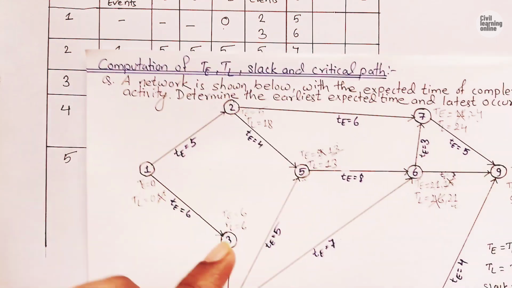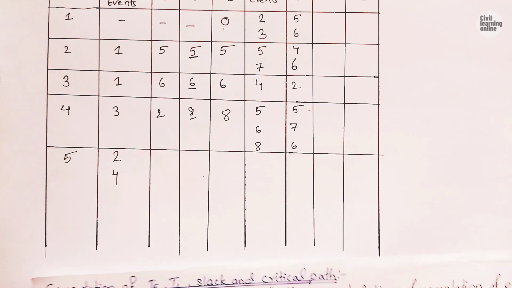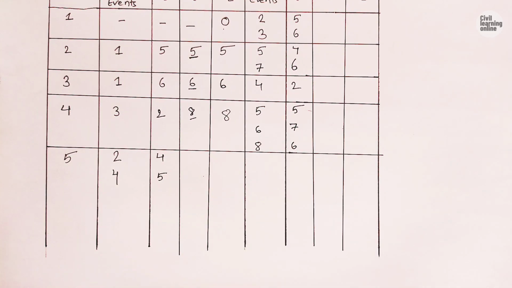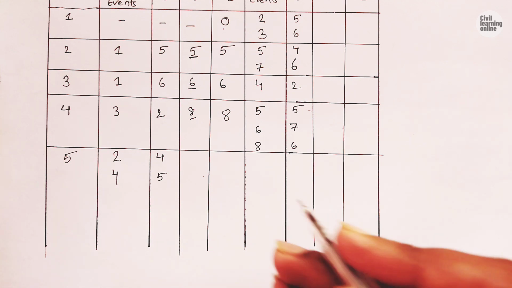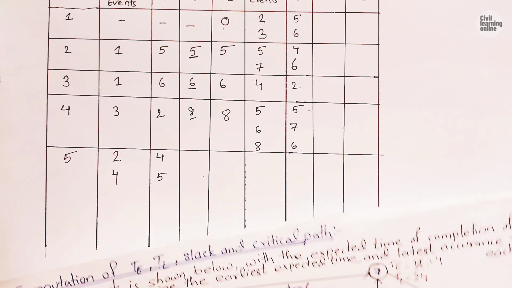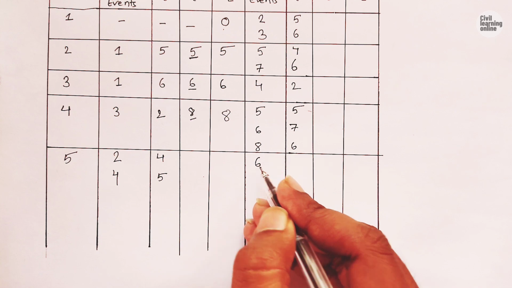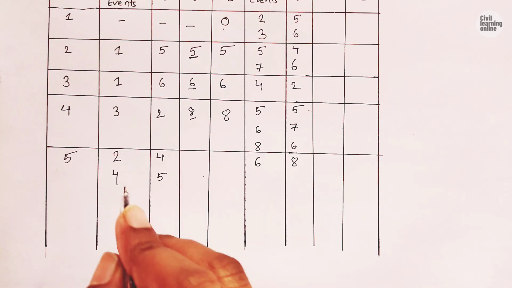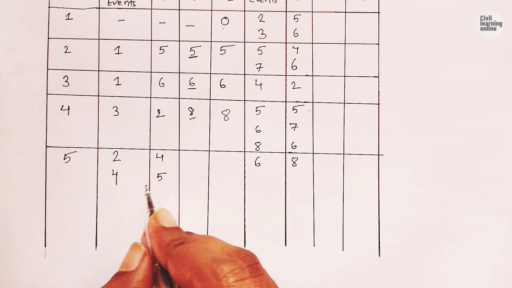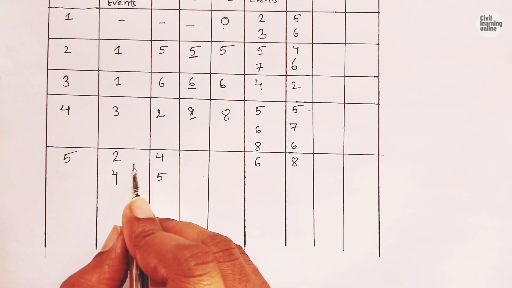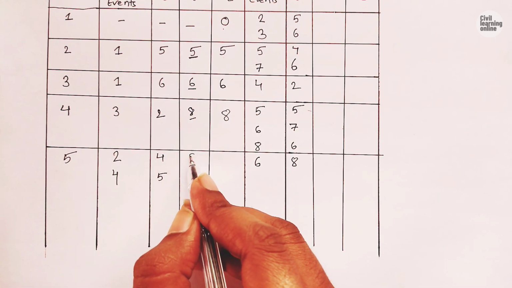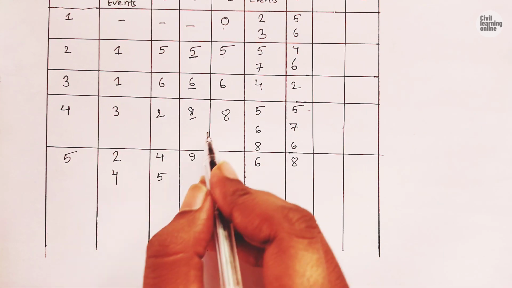You can see here that is 4 and 5, so we will write it here as 4 and 5 respectively. Now the successor of event 5 is 6, only 1, and the duration of 6 is 8, so write it here. Now we need to calculate the earliest expected time of event 5, and that is going to be, we have 2, so 5 plus 4 is going to be 9 and 4, 8.